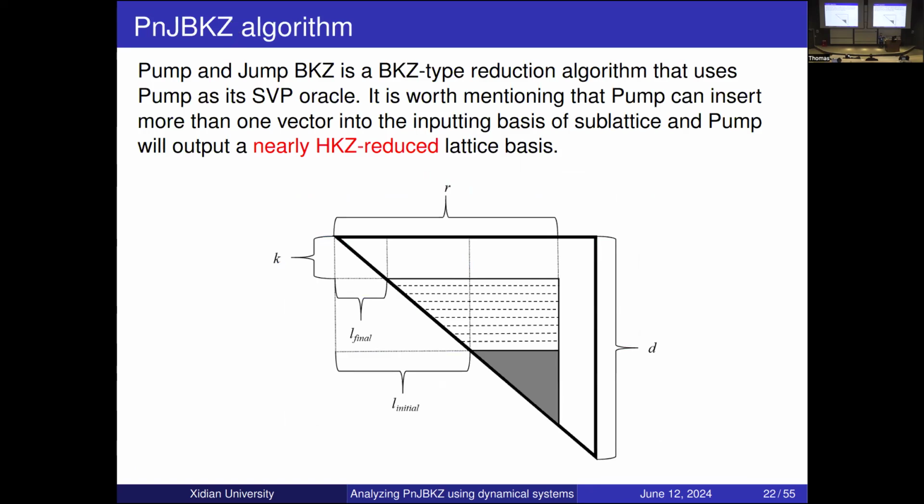Here we mentioned the PNG-BKZ algorithm, which is actually named the pump and jump BKZ algorithm. It is a BKZ-type lattice reduction algorithm, and it uses pump as its SVP oracle. But it was mentioning that this pump can insert more than one short vector into the projected sublattice, rather than output of one short vector. So the output of a pump is a nearly DeepLLL-reduced lattice basis.